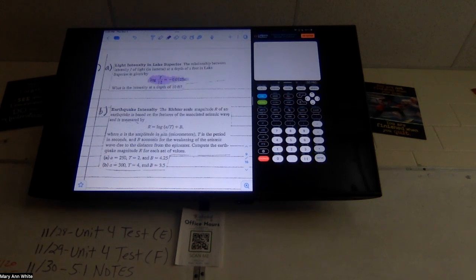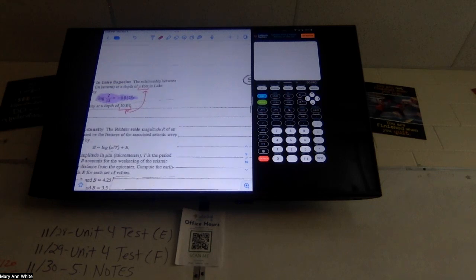The first one is talking about light intensity. It says the relationship between intensity I of light in lumens, at a depth of x feet in Lake Superior is given by this equation. What is the intensity at a depth of 10 feet? What do I do to solve that? Put 10 for the x, because it's x feet and you wanna find out when it's 10 feet. Good, it says x feet and we wanna know when it's 10 feet, those go together. So I'm gonna plug in 10 for x.